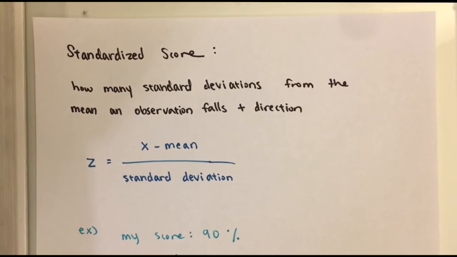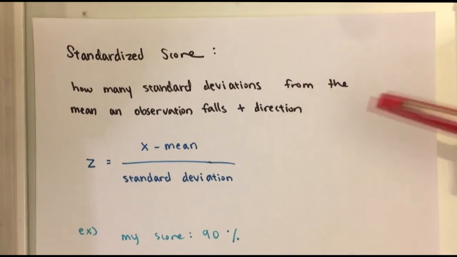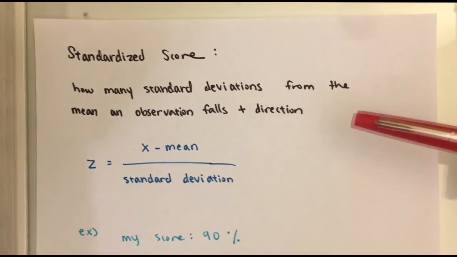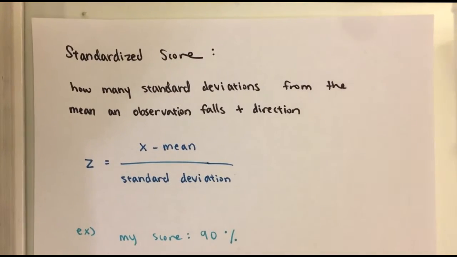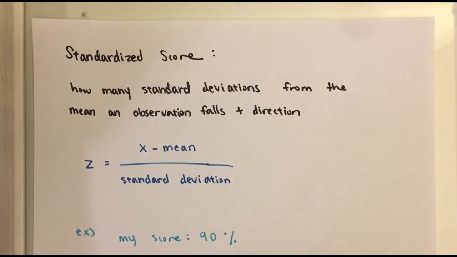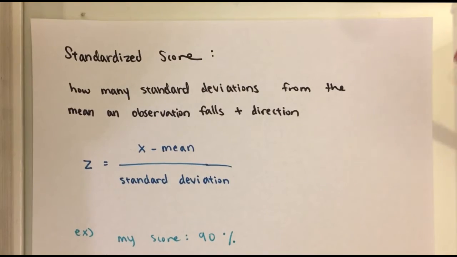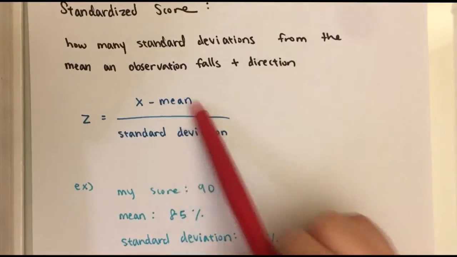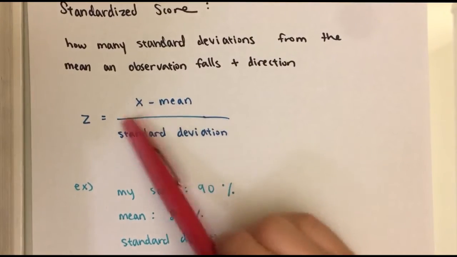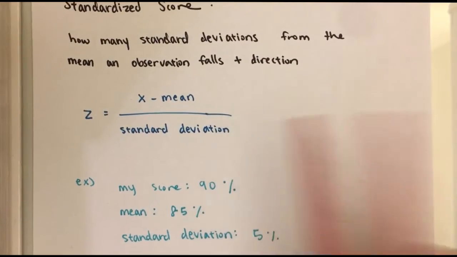And then onto standardized scores, which are more commonly known as z-scores. They show you how many standard deviations from the mean an observation falls, and also indicates its direction, meaning that a negative z-score shows you that your observation is smaller than the mean, and a positive z-score shows you that the observation is greater than the mean. And this is the formula for finding a z-score. You take your observation, subtract the mean from it, and put it all over the standard deviation. That gives you the z-score.